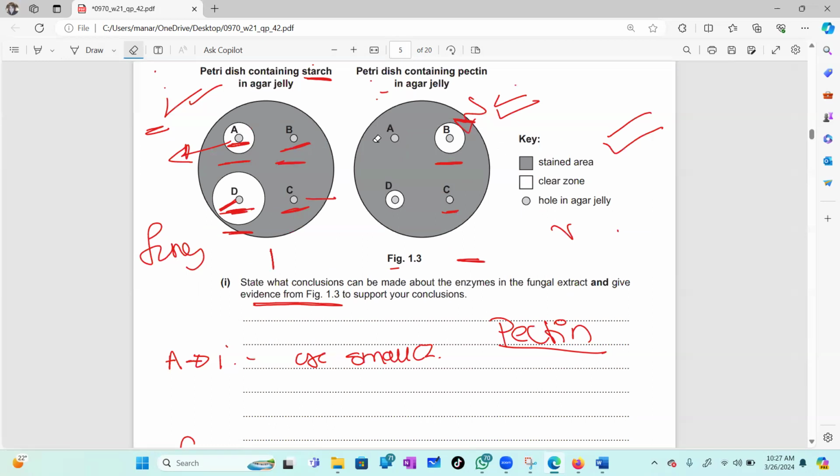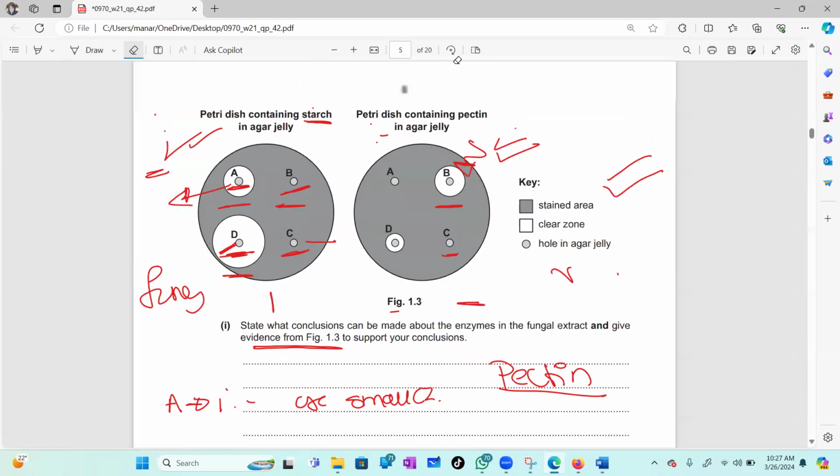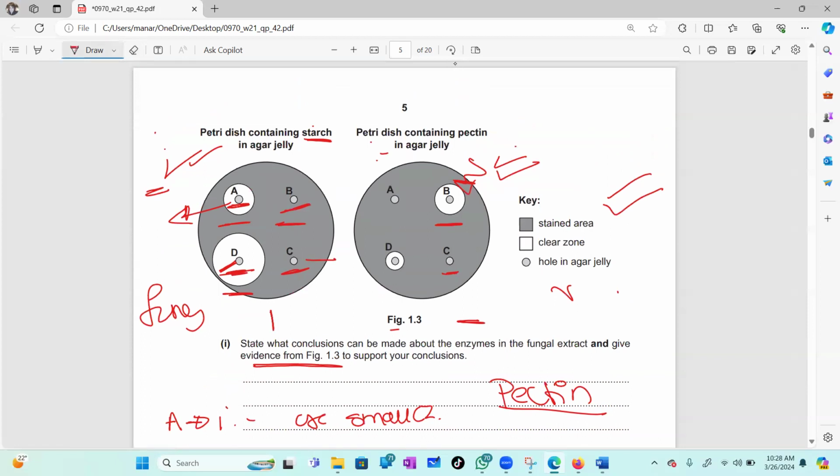So the best way, the model answer for this question, only 1 or 2 did it. They talked about the first Petri dish that contained the starch, and then they talked about the second Petri dish that contained the pectin, and they talked about every single disc separately. They talked about A, B, D, and C. Exactly what they saw. A, there was some digestion because it contained amylase. B, there is no digestion because B does not contain amylase. B contains pectinase. D, there was the most digestion and the biggest clear zone because D contains lots of amylase. Very logical. C, no digestion because C is control. Finished. I finished the first Petri dish.